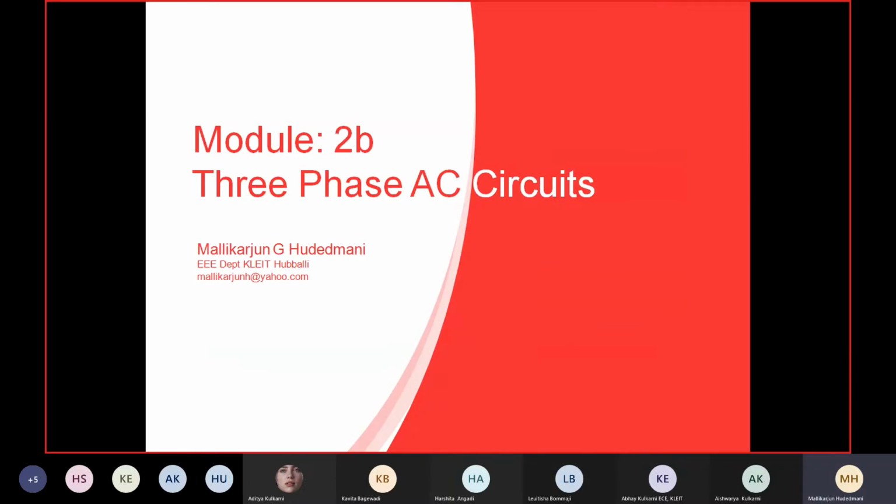Today we will begin with the new chapter, three-phase AC circuits. After having understood the single-phase AC circuits, series, parallel and combination, now we are moving to another variant in circuits as three-phase. How is that three-phase?